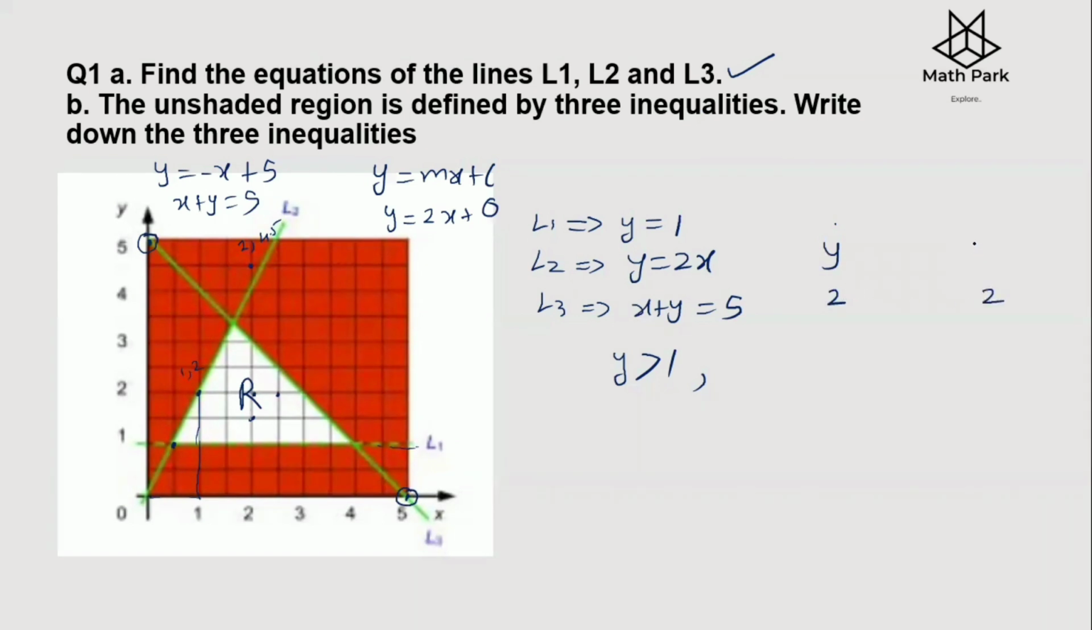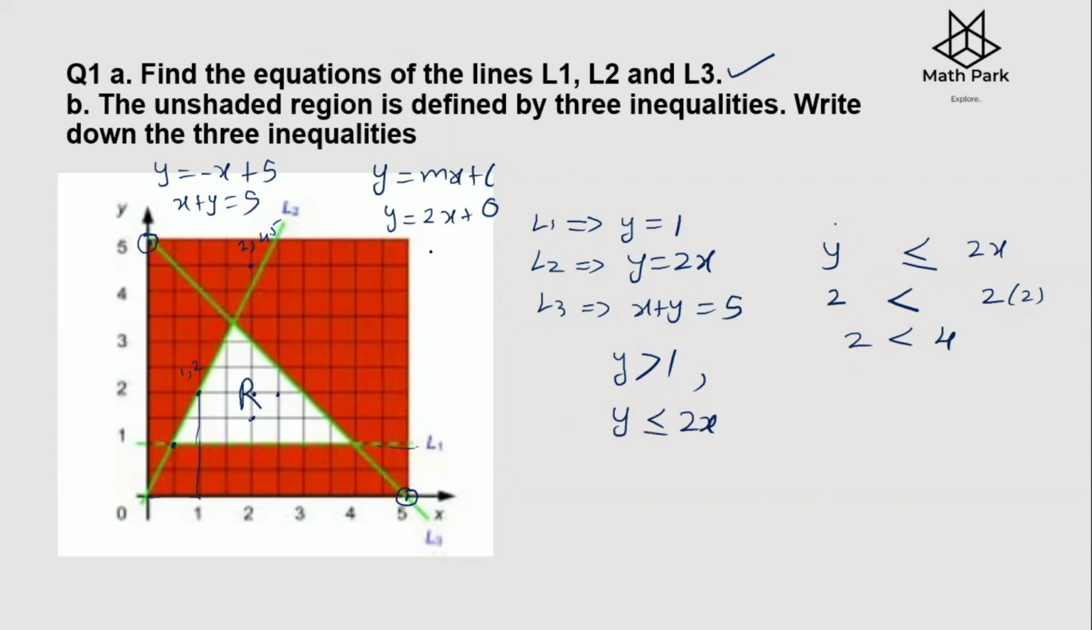Let us substitute in this equation y is equal to 2x. So what is happening here? 2 times 2, I get 4. So we find that y is less than 4. We said 2 is less than 4. So since it is a bold line, we can say that y is less than or equal to 2x. So our next inequality is y is less than or equal to 2x.